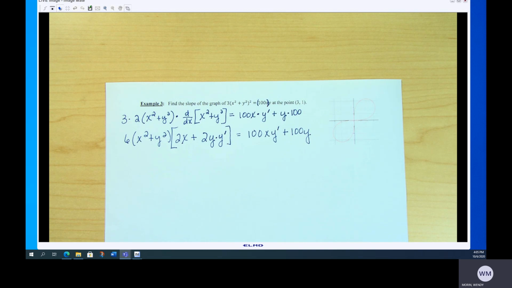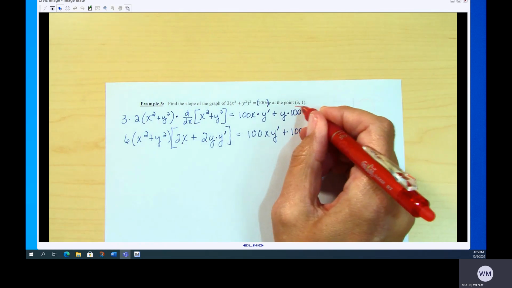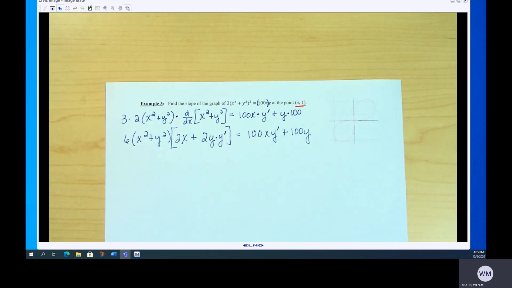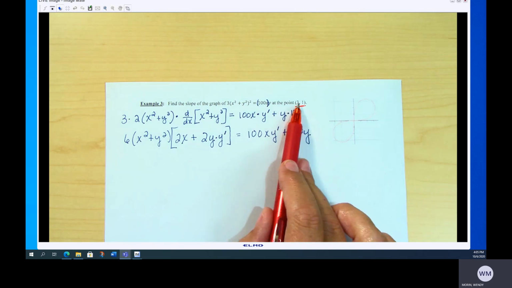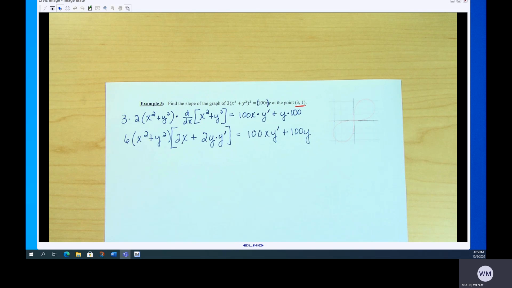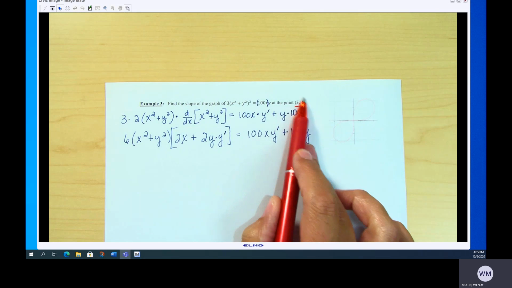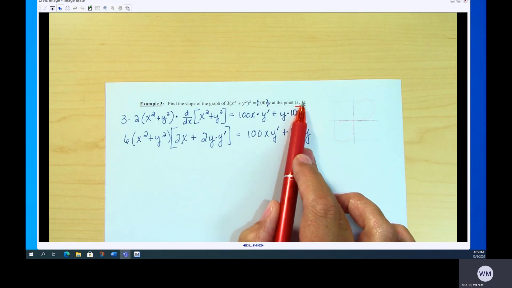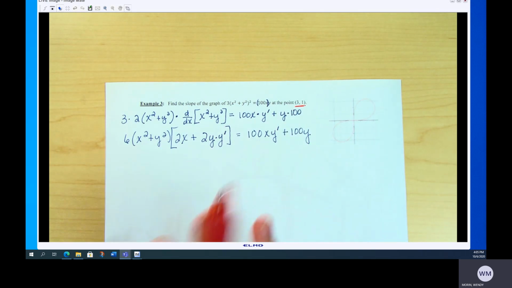If you recall me talking about derivatives before, when you're given an x value, well, in this case, because it's implicit, they have to give us an x value and they have to give us a y value. So don't simplify when they give you a point. Just plug it into the derivative and then simplify it.